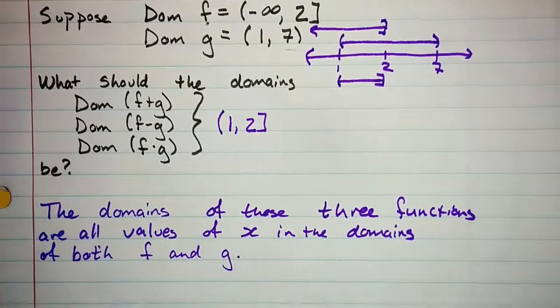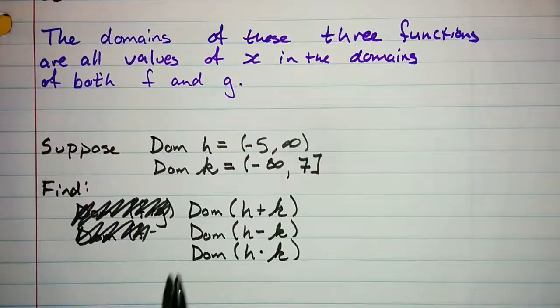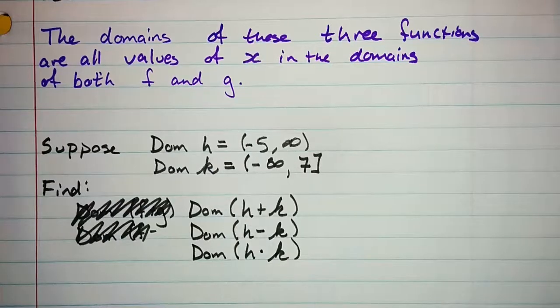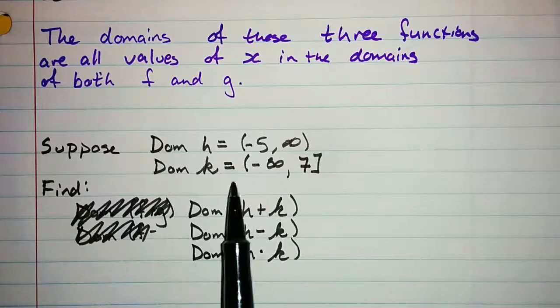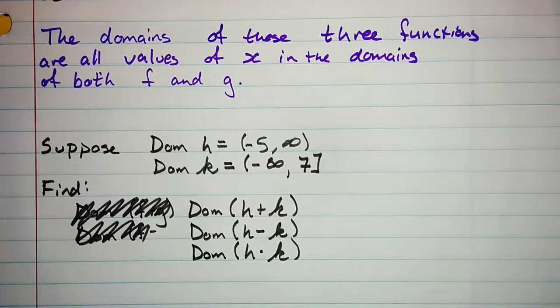I'm going to give you one of these to try. Suppose we know that the domain of h is all of the numbers strictly larger than -5. The domain of k is all of the numbers less than or equal to 7. Find the domains of these three combined functions. Pause the video and try this now.